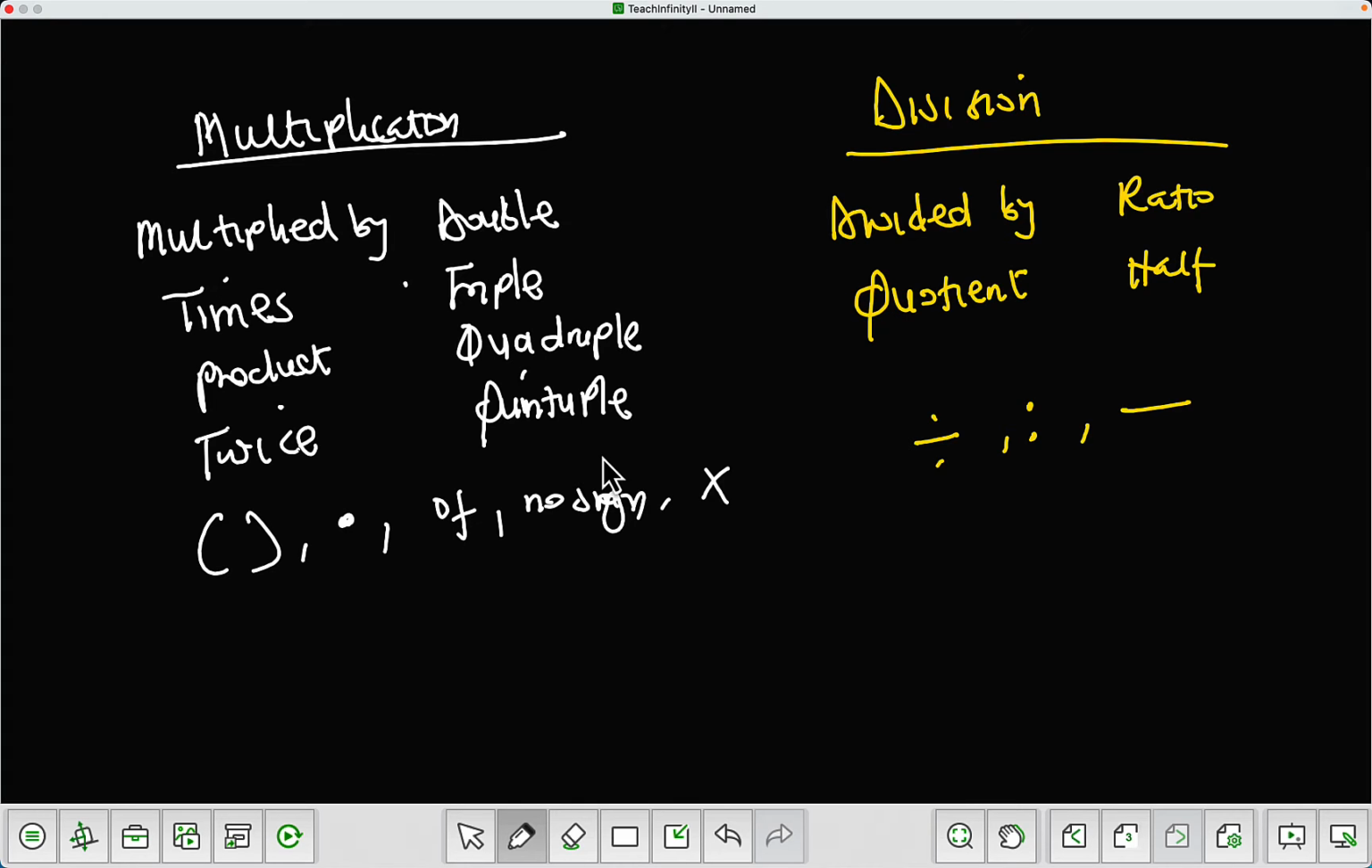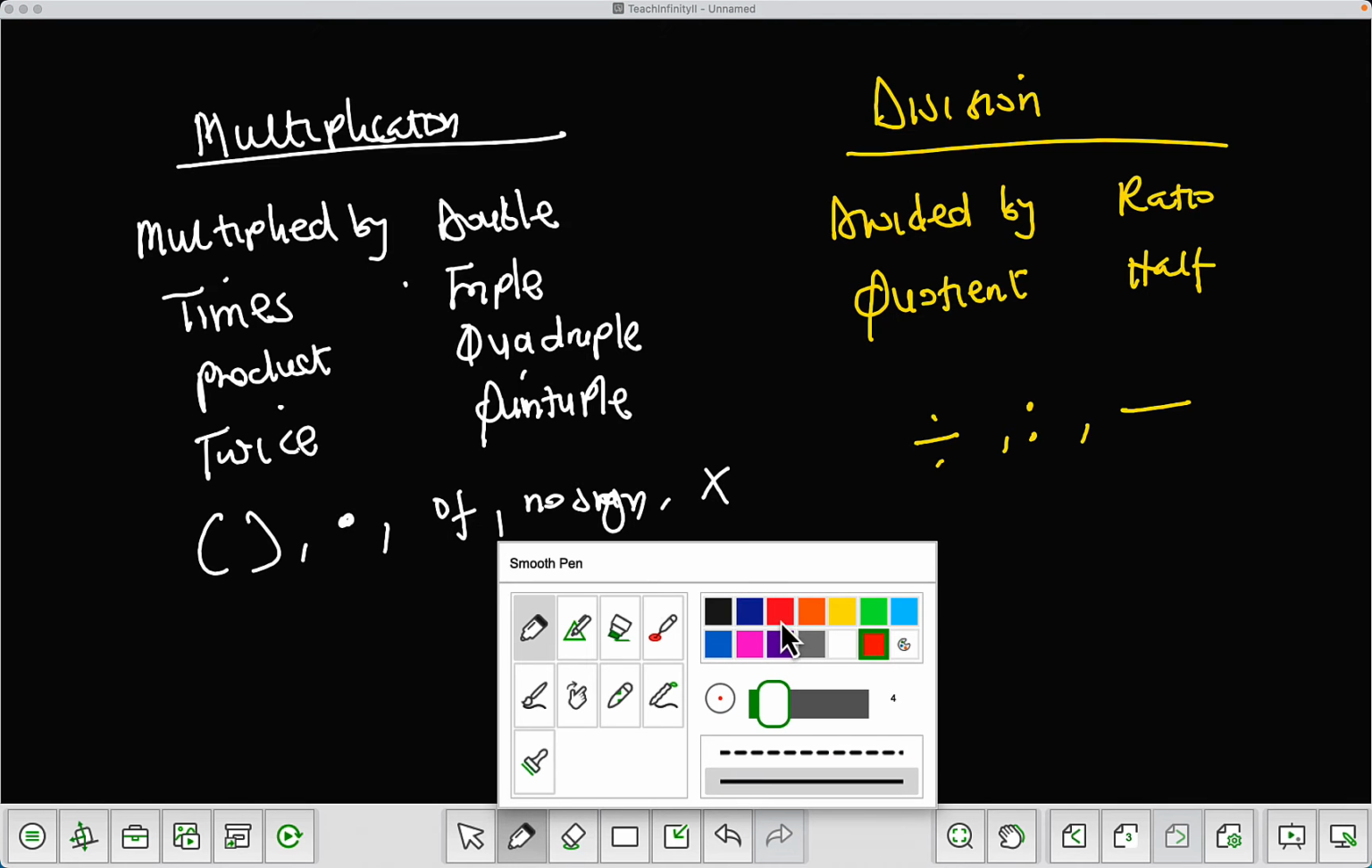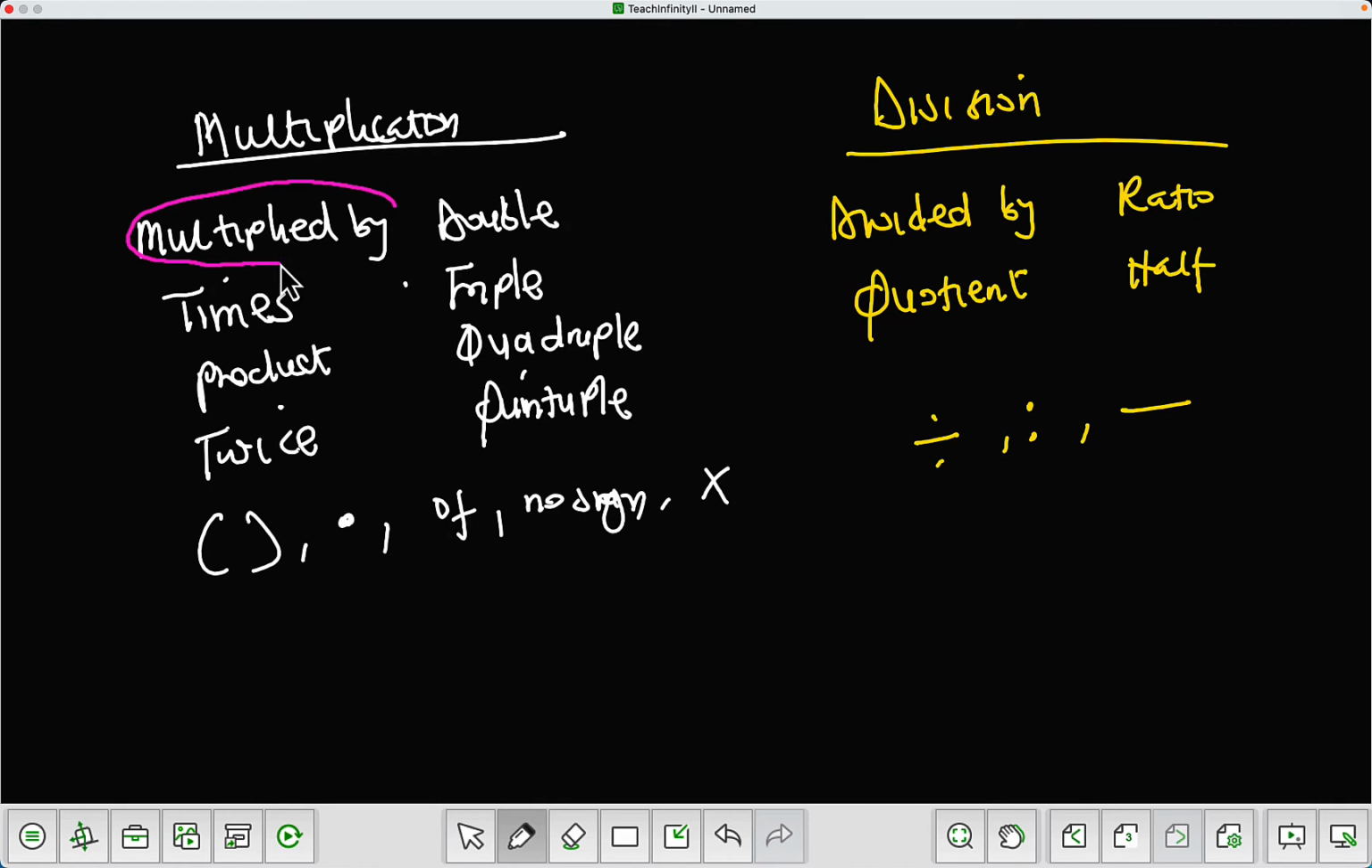Okay, so let's look at multiplication. What are some of the words that usually denote multiplication? So we can talk of multiplied by. You always see something like multiplied by 2. A number is multiplied by 3. It means that if the number is n, we are actually multiplying by 3. That is 3n. You see, times. This is very frequent. So you see 8 times x, that means 8x. You understand?